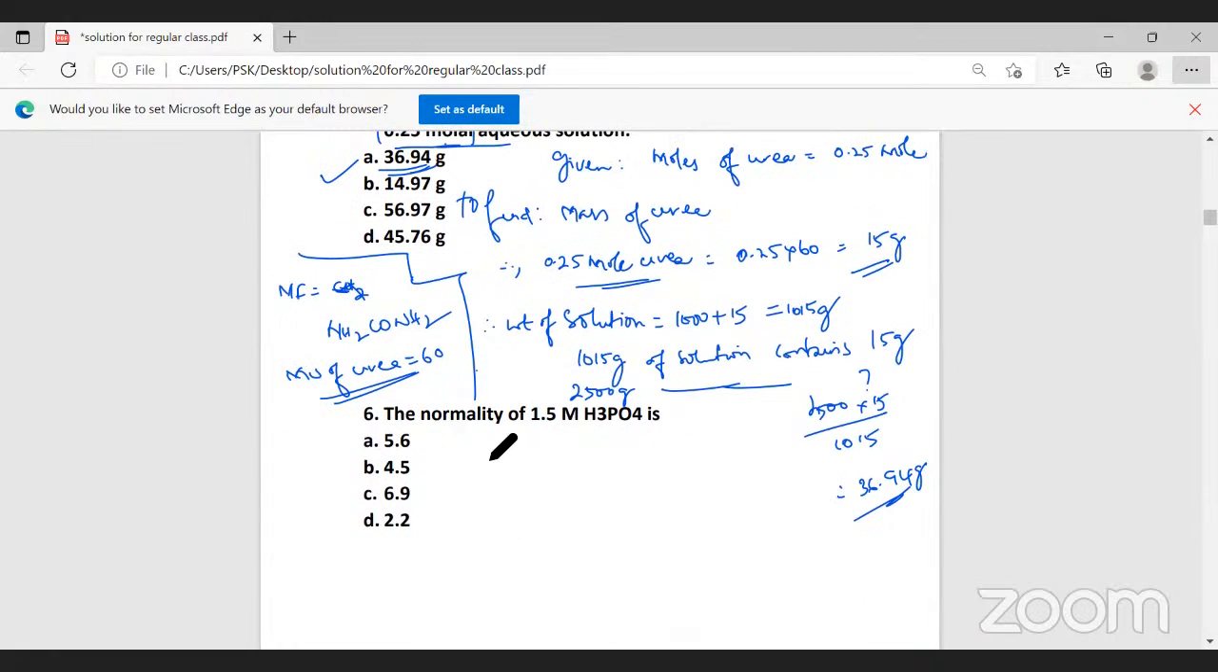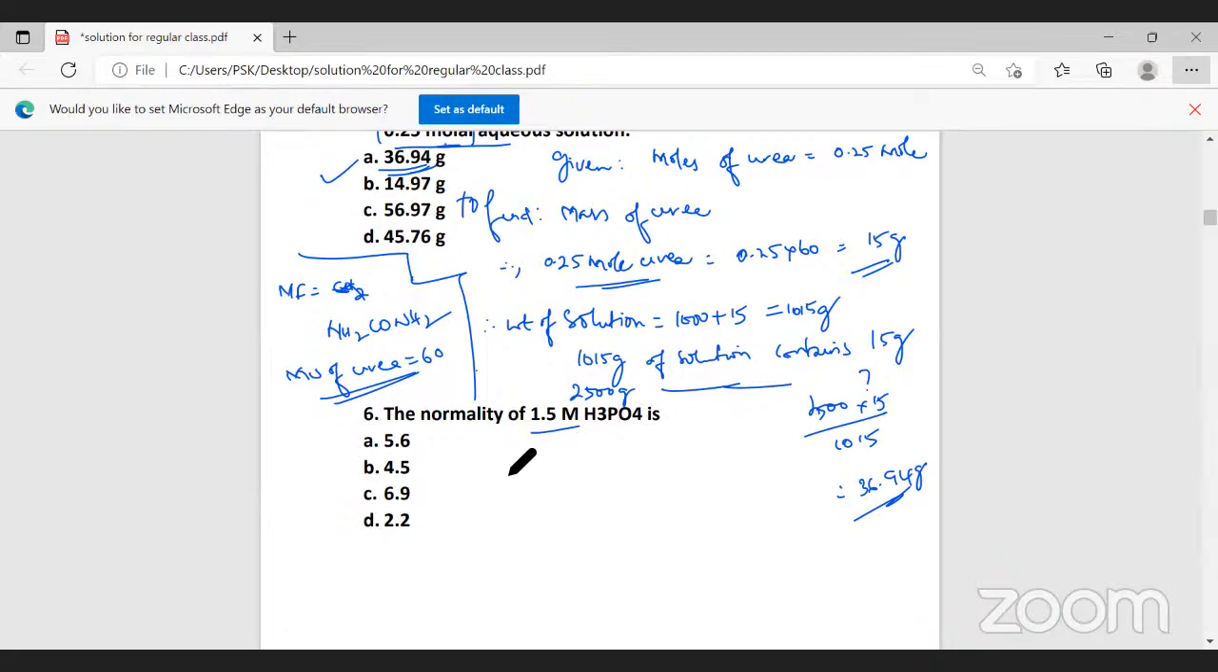The next problem is: the normality of 1.5 molar phosphoric acid is. Yesterday I was talking about normality and molarity. If you have to calculate normality, we need to consider equivalent mass. If we are talking about molarity, we need to consider what? The molecular mass, I told you.